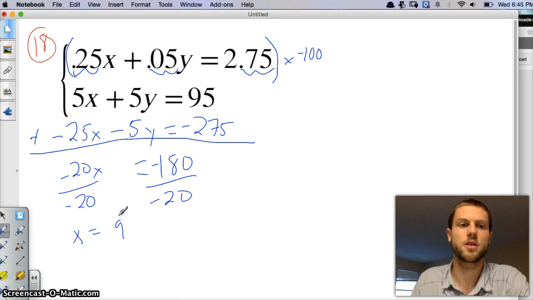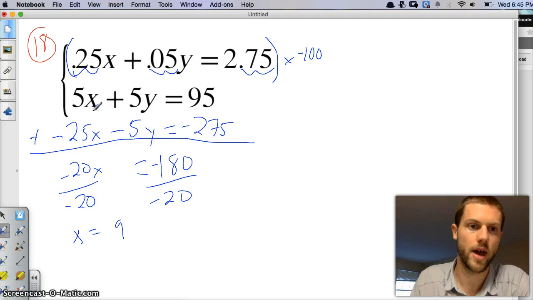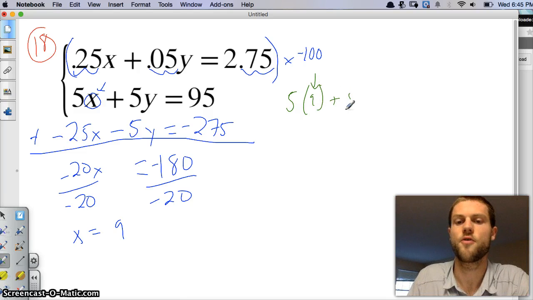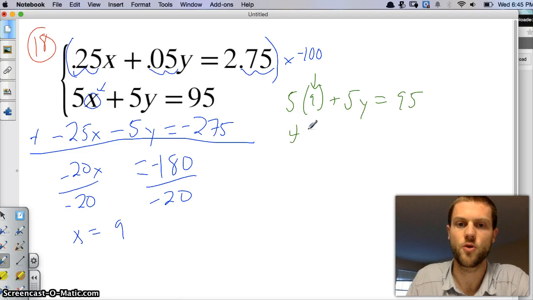Now that I have x, let's plug it in for x. I'm going to choose this equation and substitute in 9 here. Let's switch over to green and find my y. I have 5 times x, which is 9. Here's my substitution, plus 5y equals 95. This becomes 45 plus 5y equals 95.